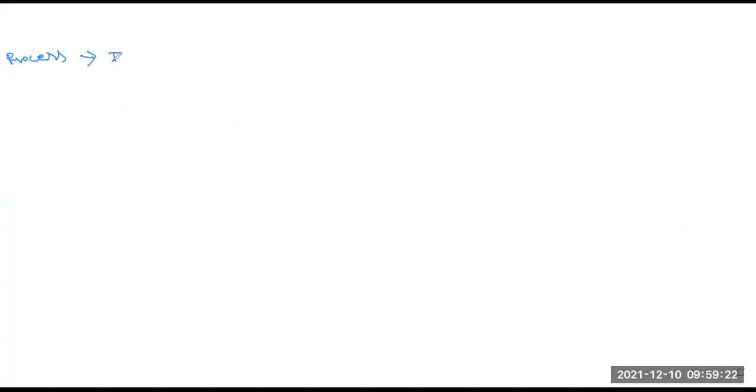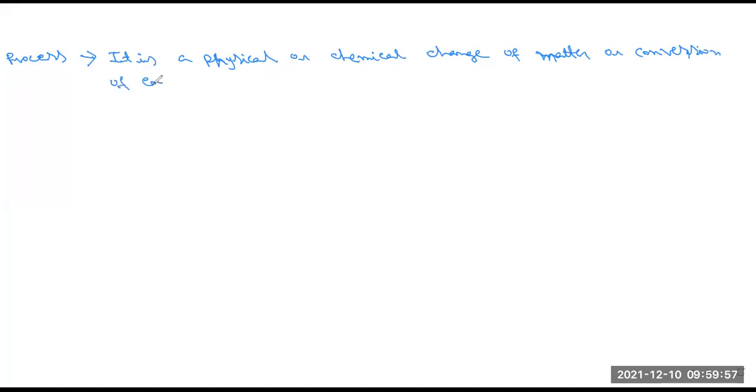So it is basically a physical or chemical change of matter or conversion of energy in the widest sense.